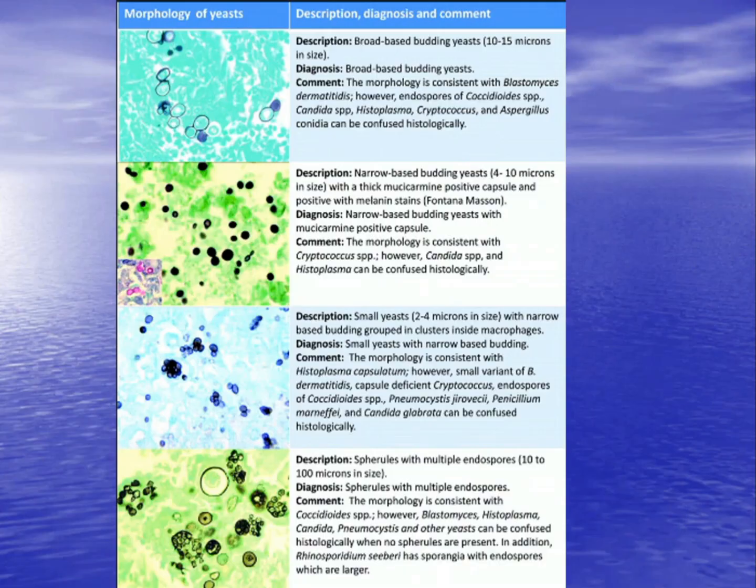So here's a quick review, looking at these slides, which will be on your boards. The one at the top is trying to tell you about the broad-based bud of blasto. The one down below that is the narrow-based bud, and that's trying to tell you more about the crypto. And then the next one down, of course, is the spherules. So we're thinking that could be cocci.